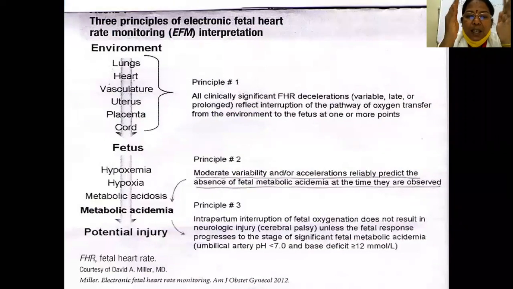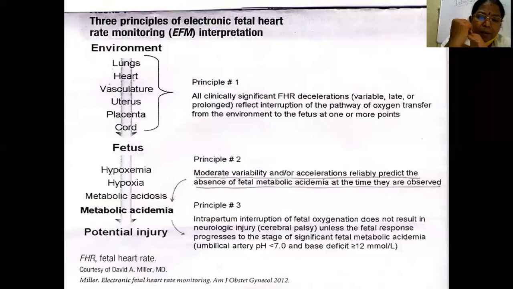So this is the environment of the uterus: lungs, heart, vasculature, uterus, placenta, and cord, the maternofetal environment. All clinically significant FHR decelerations, whether variable, late, or prolonged, reflect that somewhere there is an interruption in the pathway of oxygen transfer, from the maternal lungs through the placenta to the fetal circulation and fetal cardiovascular system, from the environment of the mother to the environment of the fetus. At any one time, somewhere there is a problem.